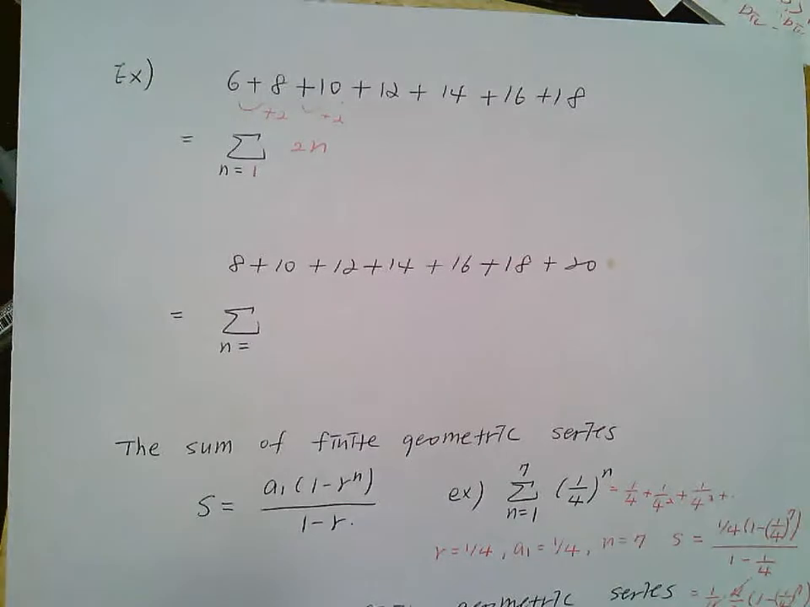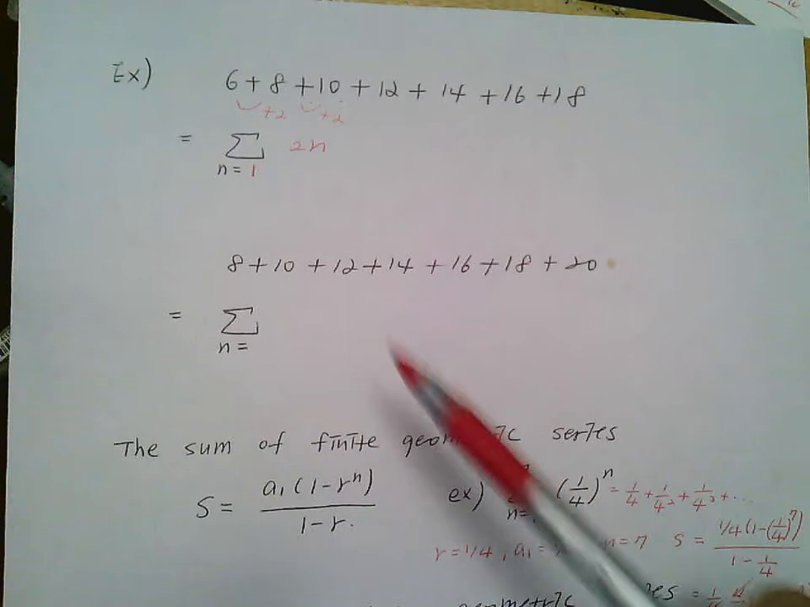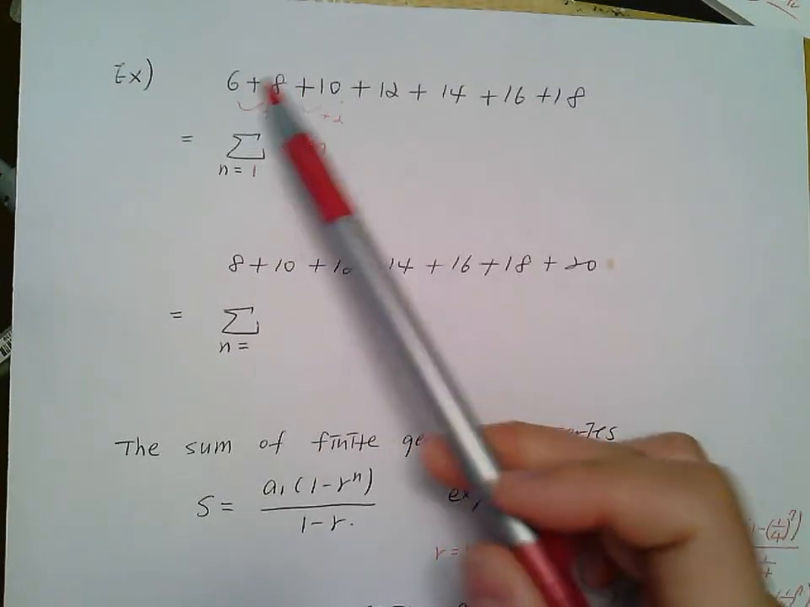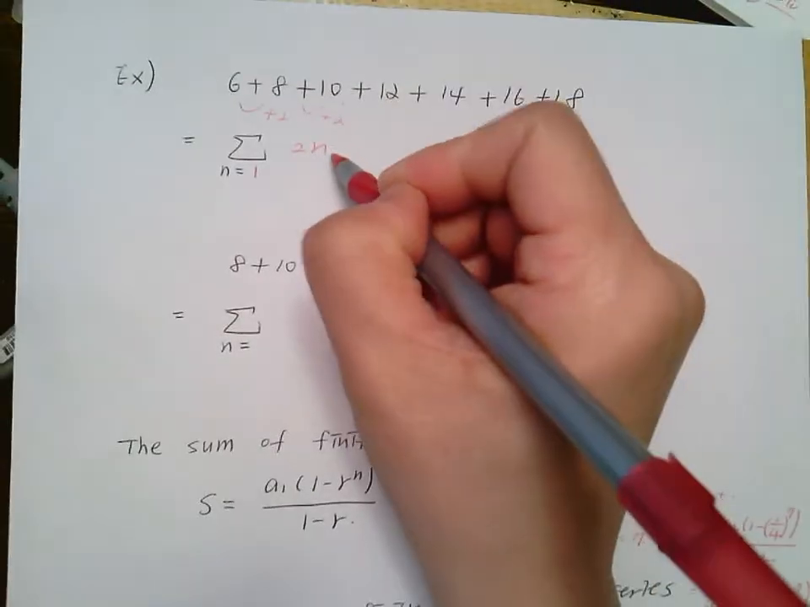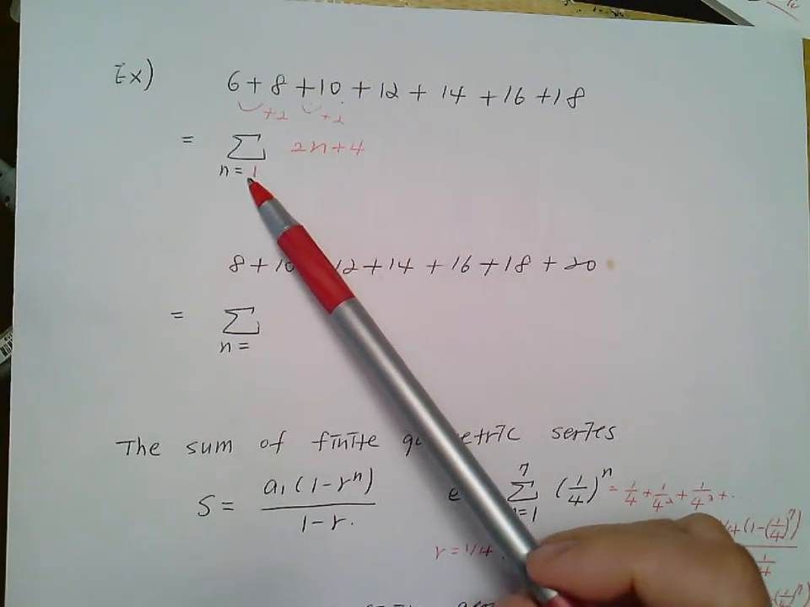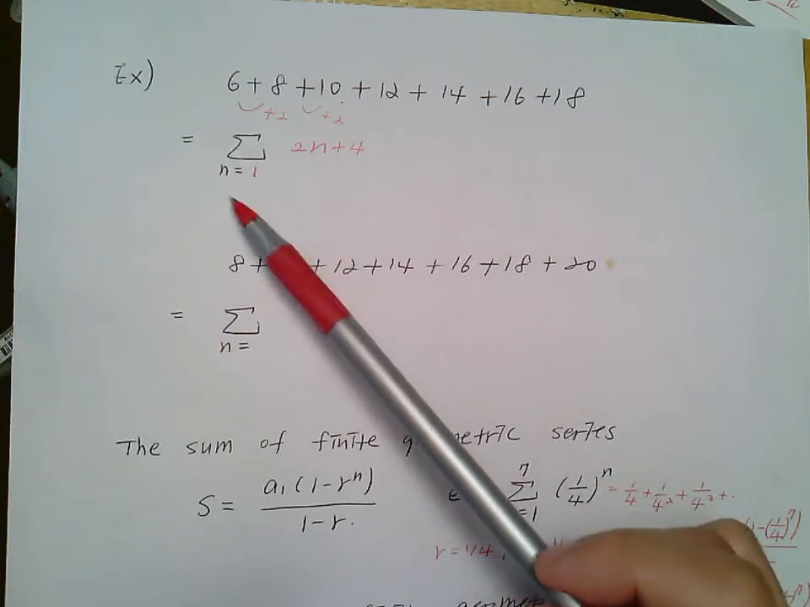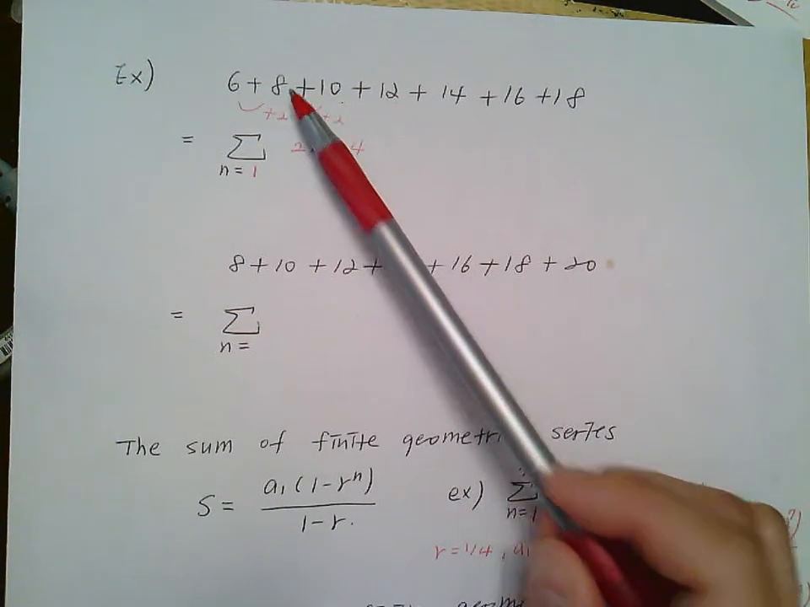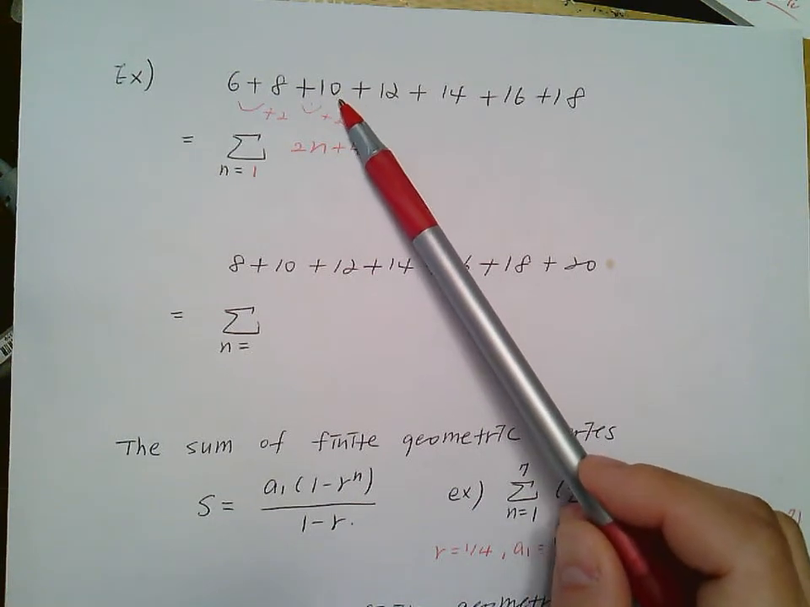And starting at 1. But we know the 2n doesn't work. The reason why is that if you plug in a 1, it is 2, not 6, right? But how can we make a 6? When you plug in a 1, we need 2 plus 4, so plus 4. Let me check: if you plug in 1, 2 times 1 is 2, plus 4 is 6. Now when you plug in 2, 2 times 2 is 4, 4 plus 4 is 8. Let's try one more time. Plug in 3: 2 times 3 is 6, plus 4 is 10.